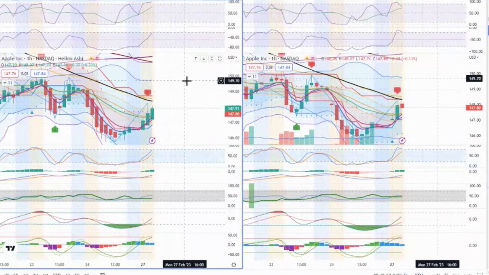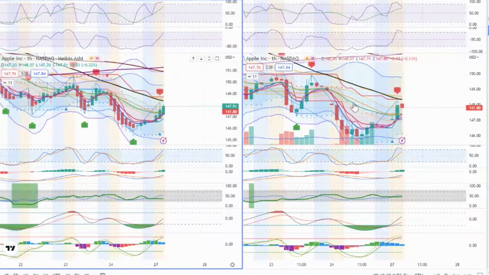So even if it goes all the way up to here, the second standard deviation on the hour, that is still only about 2 points from where it is right now. So that's generally how Apple's ATR is.